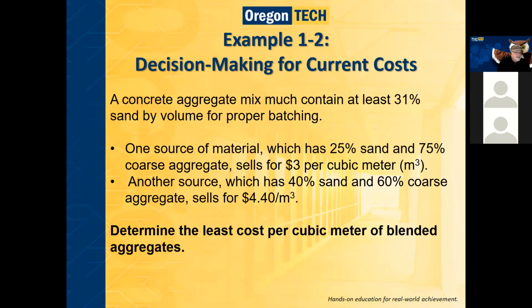Well, you could just buy the one at 40%, because you know that's over 31%, and call it good. But it's a lot more expensive than the cheaper sand, and you need something in between. So this comes out basically to an algebra problem. You've got to determine the least cost per blended mixture. You're going to take one which only has 25% sand, which is less than the 31%, and one that has 40% sand, which is more than the 31%. So how do you figure this out?